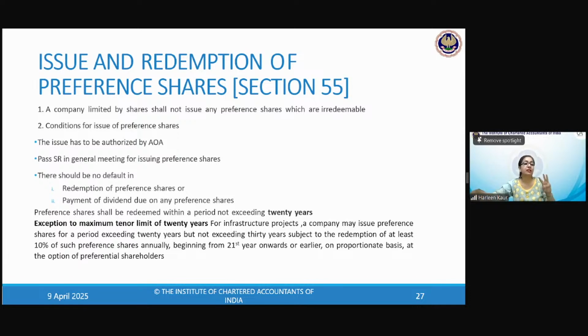So let's quickly revise the three conditions: AOA authorization, SR, and no default in payment of dividend and redemption of interest. Time period is 20 years. For infrastructure, it is 30 years. But the condition is 10% shall start redeeming from the 21st year.